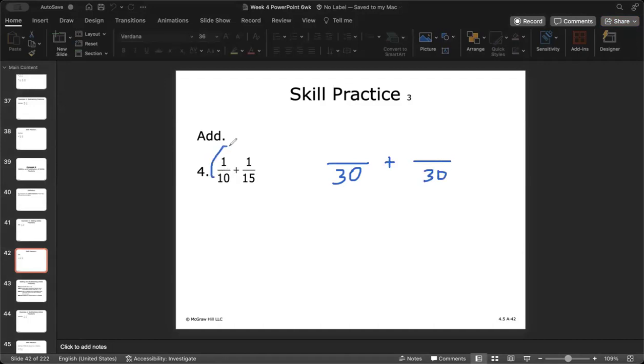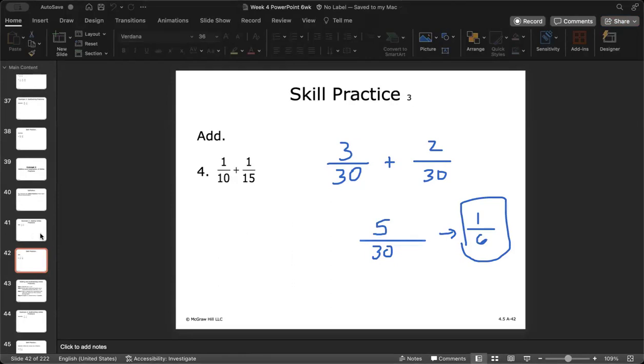So what do you have to multiply the 10 by to get to a denominator of 30? It's 3, so you have to multiply top and bottom by that 3. So that gives us 3/30. And what do you multiply the 15 by over here to get the denominator of 30? That's 2. So we multiply the 2 and the 1 here by 2. And then add. So we add the 3 and the 2 to get 5 in the numerator over 30. And just always keep in mind, if you can simplify your fraction, please do so. So you get the final answer of 1/6.